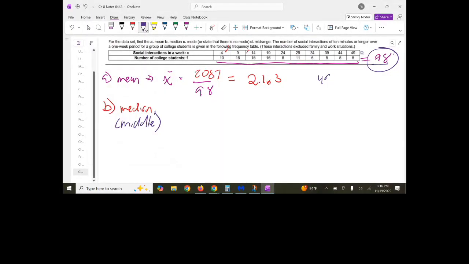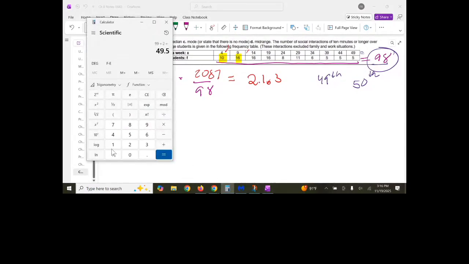Y'all, I need to figure out the average between the 49th and the 50th number. So where would I find the 49th and the 50th number? Look how many numbers we have here. We got 10 numbers. Then we have another 16. So y'all, this is what I'm going to do. We got 10 numbers. Then the next group is another 16 numbers. That's 26. Then we have right here another 16 numbers. Boom. That's 42. Let me add another 16 numbers. Boom. Right here, 58.